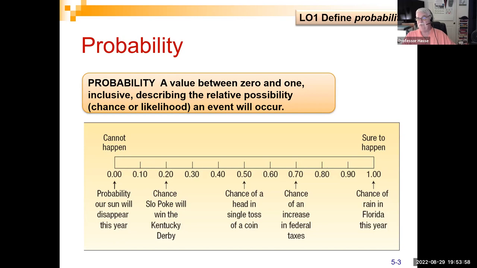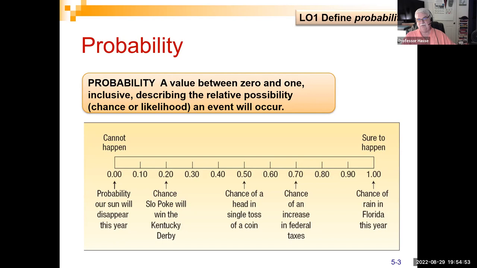And also, a lot of us have to use probability if any of us happen to go to Las Vegas or the racetrack or bet on football games. What is the likelihood that somebody's going to win versus somebody they're playing against? The likelihood, the probability of victory. That's a big deal. So probability is a value between 0 and 1, inclusive, describing the relative possibility, which is the chance or likelihood, that an event will occur. And probability is a big thing. The greater the probability, the more likely that it is going to happen, so you need to prepare for it. The less likely something is to happen, the less you should prepare for it, because the chances of it happening are very little.